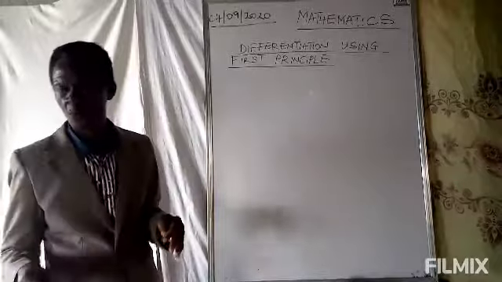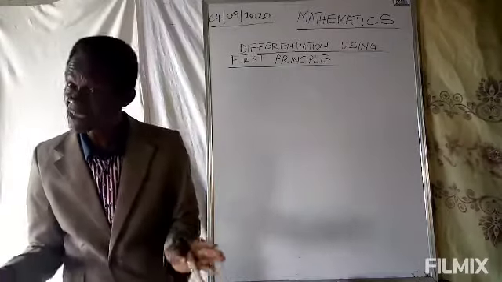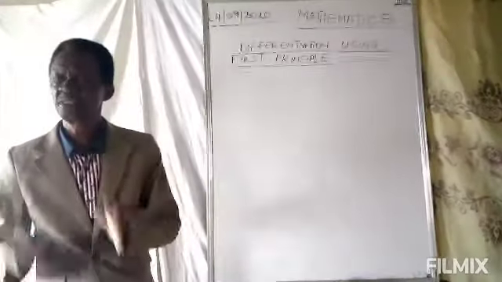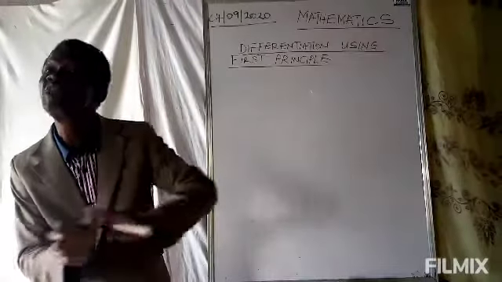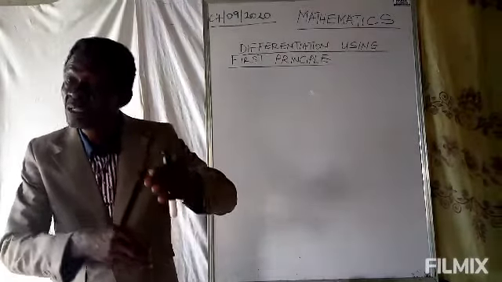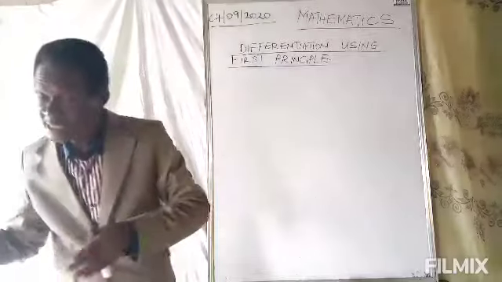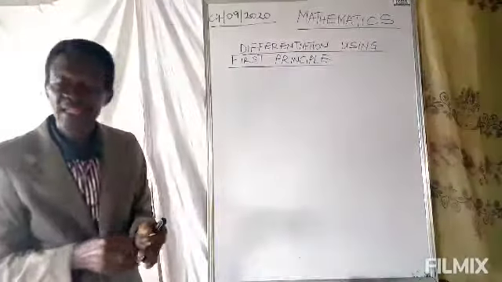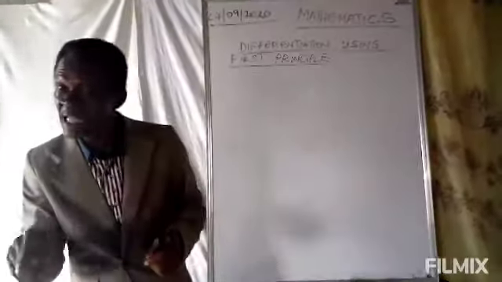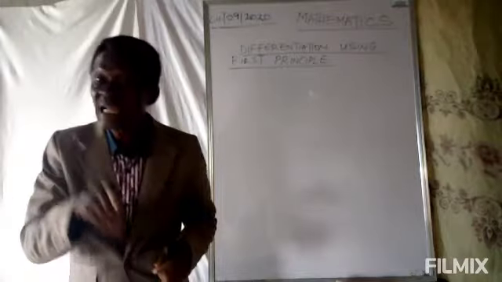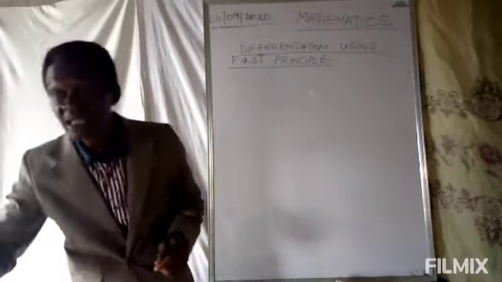Now, let us come home. Differentiation in mathematics is done with respect to two variables, mostly the y and the x. So, the y is the dependent variable and the x is the independent variable.